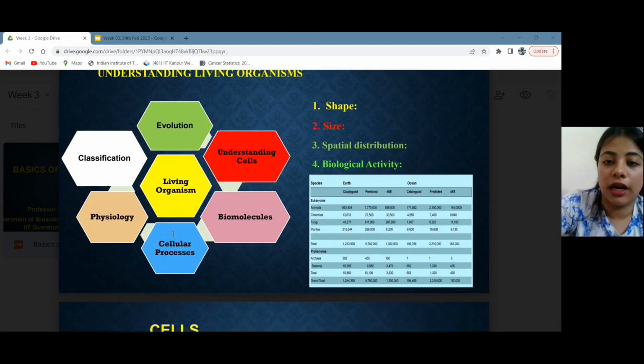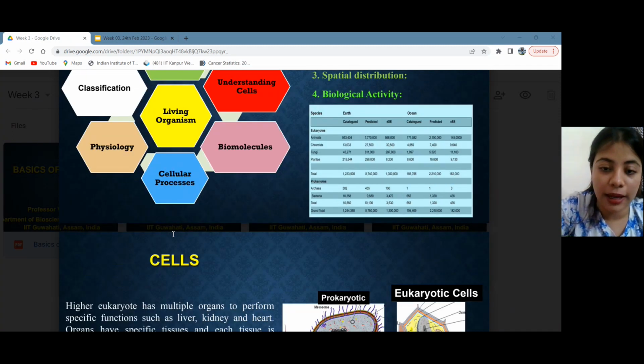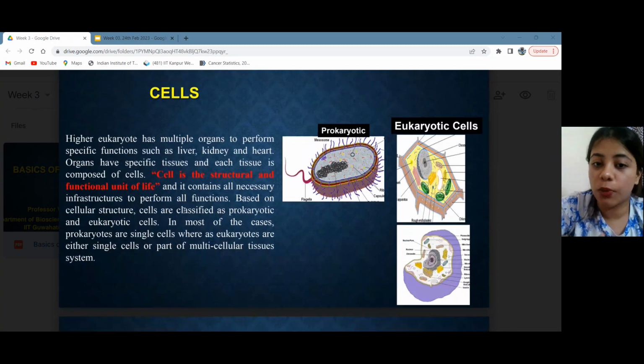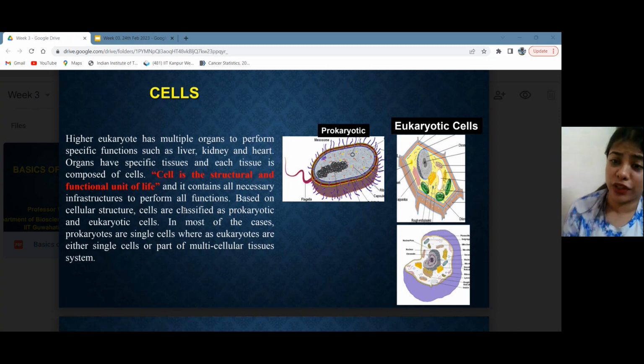He explained how cells can be studied based on their shape, size, spatial distribution, and biological activity. But when we talk about cells, what are they? Cells in general are considered to be the structural and the functional unit of life.